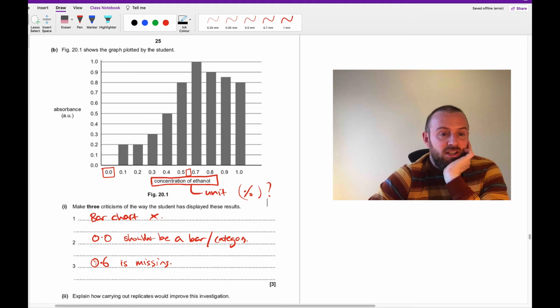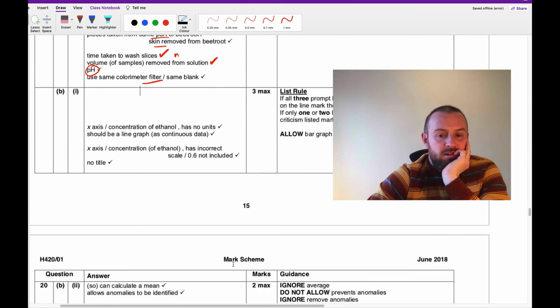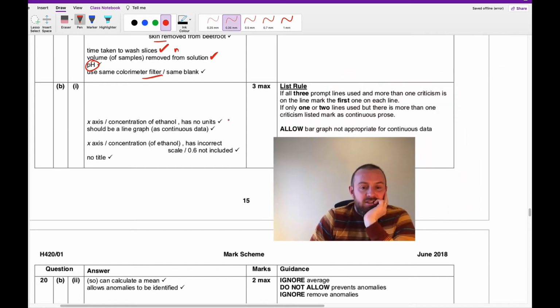Okay, let's check the mark scheme, see if we missed any, but I think that was most of them. Yeah, x-axis has no units. Should be a line graph. X-axis concentration has 0.6 not included. Also no title is another one. No title.